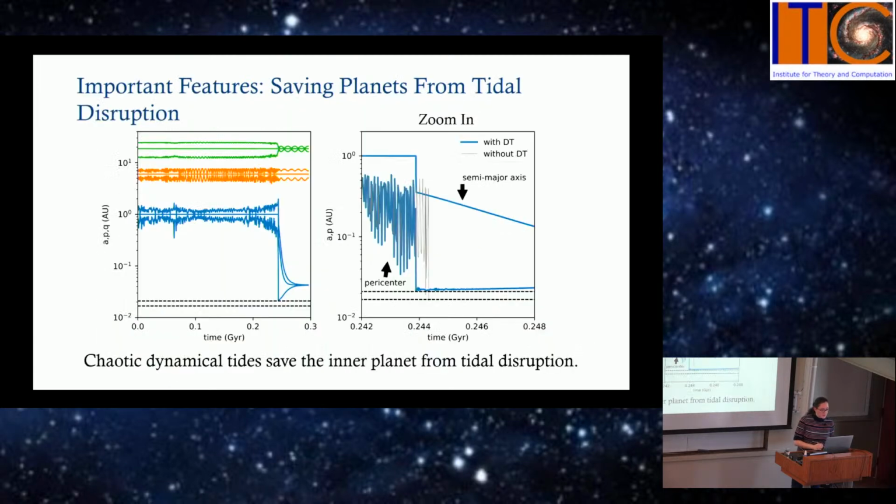And then also to show that chaotic tides can save some planets from disruption. Here's a case on the right where we've zoomed in at the point where this inner planet, shown in blue, has its eccentricity excited to a large value. With the chaotic tides included, the planet is able to avoid tidal disruption. This is the upper black line here, whereas without, hopefully you can see the pale gray line, the planet would be tidally disrupted.